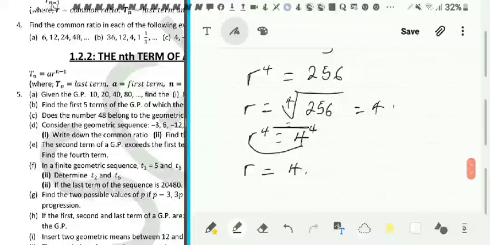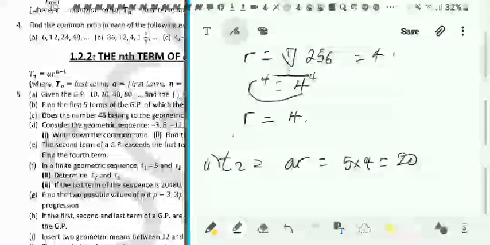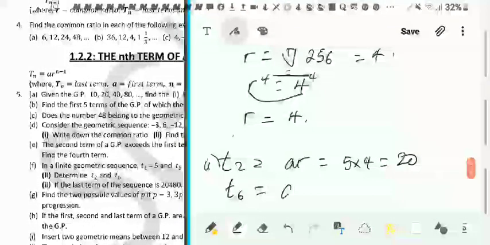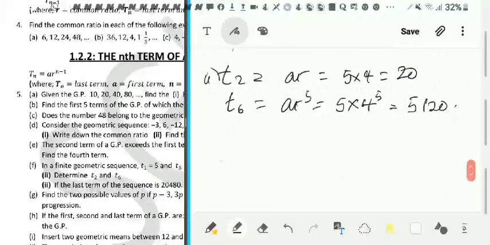Then we were told to determine T2 and T6. So T2, Roman figure T2, that's AR, giving you 5 times 4, 20. T6, that's AR raised to the power 5, that's 5 times 4 raised to the power 5, giving me 5120. So that's that about that.